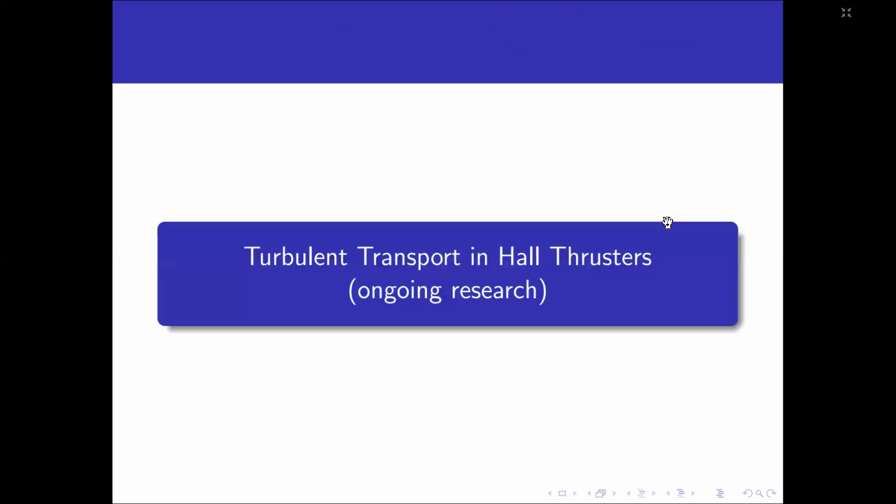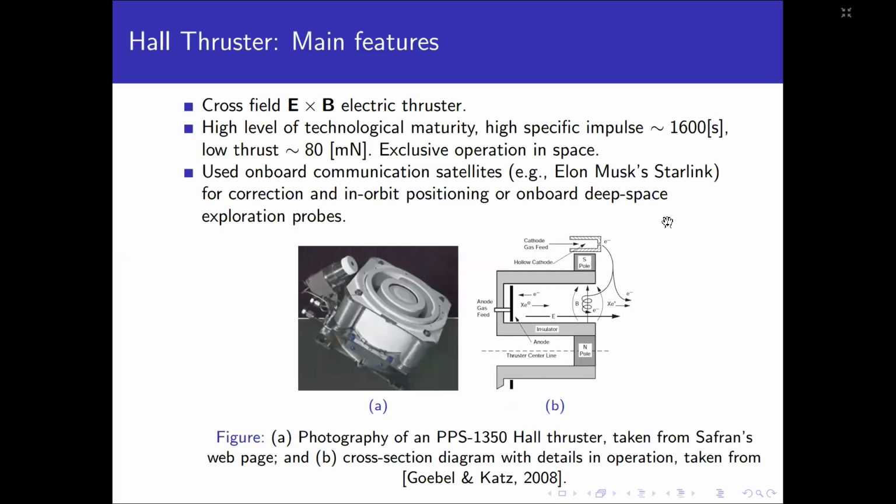Okay. So now let's present some of the results that I obtained from my ongoing research, which is turbulent transport in Hall thrusters. And first of all, let's talk about what a Hall thruster is. A Hall thruster is a specific type of device that belongs to the family of electric propulsion, also called plasma propulsion for space vehicles. And here are some of the main features of this thruster.